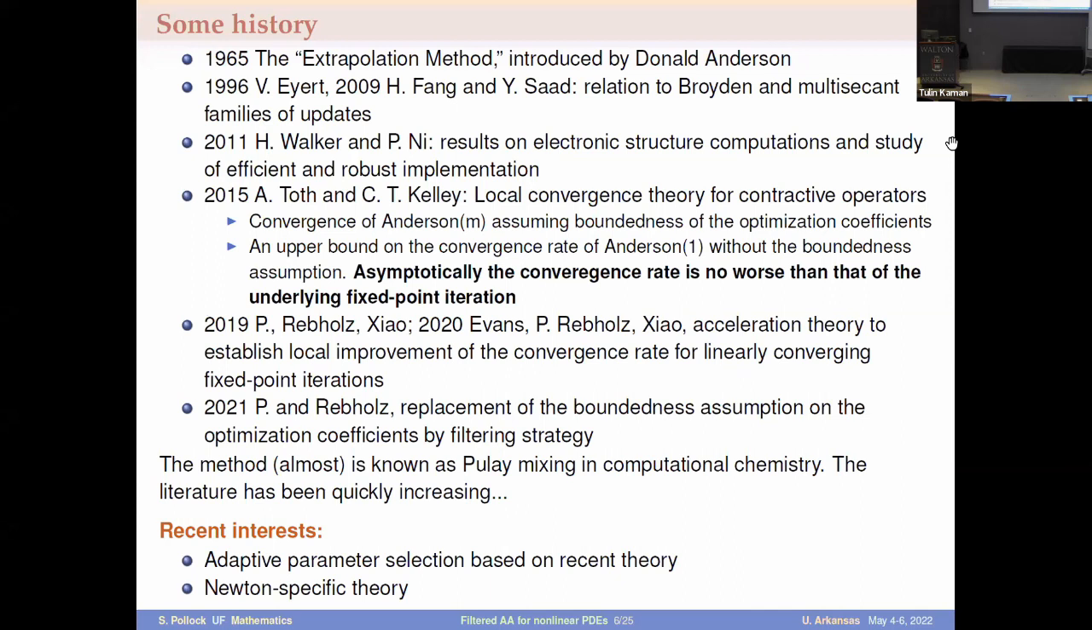So this method is very closely related to nonlinear GMRES. And a very close variant is known as Pulay mixing in the computational chemistry literature. And there's been a vast literature that's rapidly increasing. So my recent interests have been on adaptive parameter selection and on Newton-specific theory.